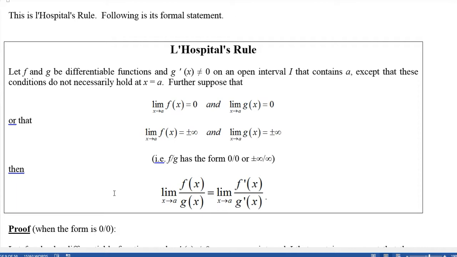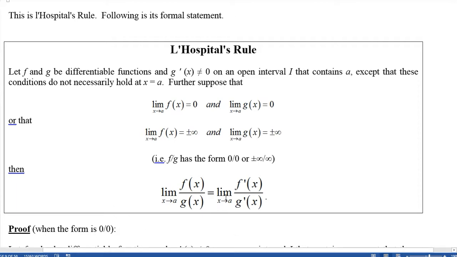So it has to have that form, and of course then it must be differentiable at least nearby. Of course, we don't really care what happens actually at x equals a, because the limits don't depend on that. And so then we get the limit as x approaches a of f of x over g of x is the limit as x approaches a of f prime of x over g prime of x.